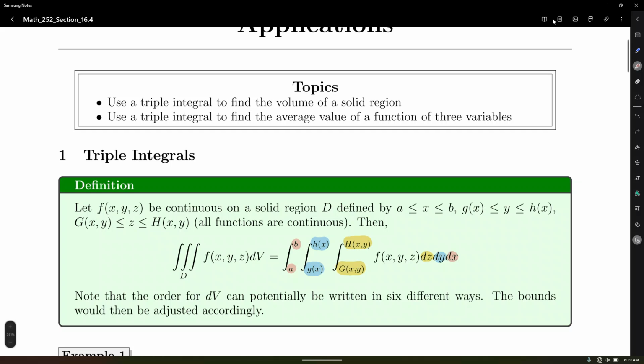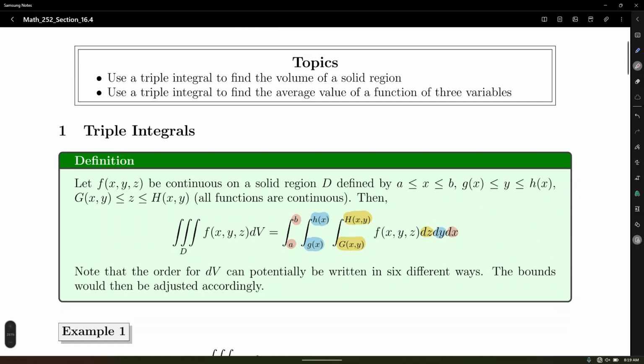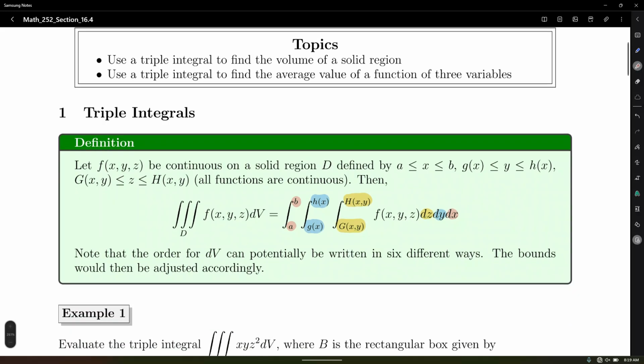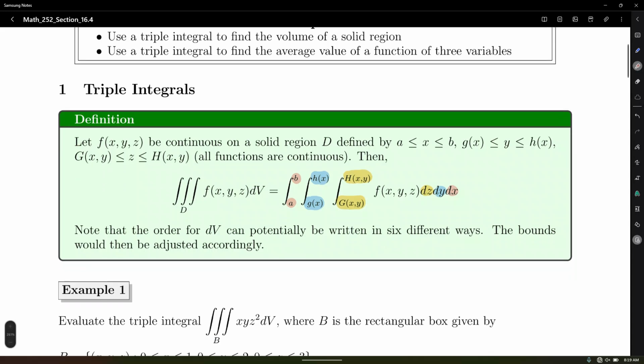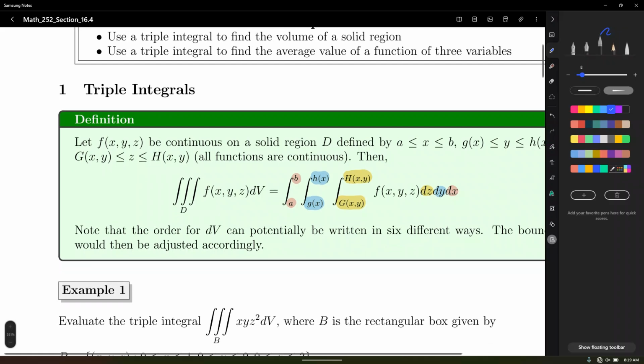So, here's the thing. Unlike the double integrals, where we had two possibilities to integrate, the order dy dx or the order dx dy, when it comes to a triple integral, let's explore all the possible ways to evaluate it. If we start with dz, there are two different possibilities. We go dz dy dx, which is the most common one, or at least the one we're going to use in this class, or we may go dz dx dy. All right? So those are two.